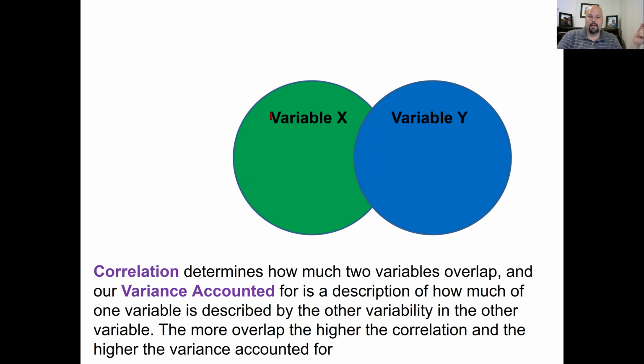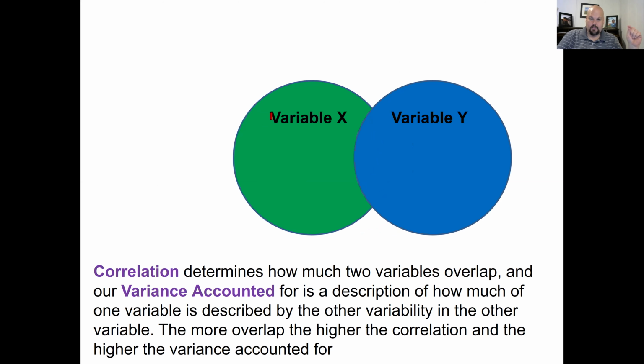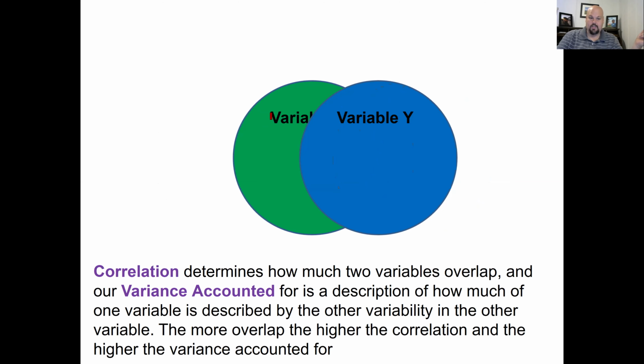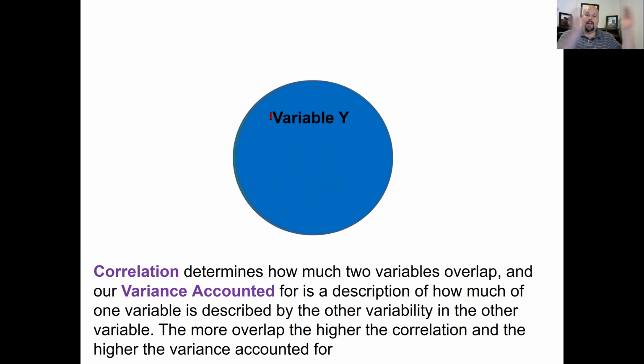So this is not related at all. This is a small correlation. That's a bigger correlation. That's an even bigger correlation. And eventually we could have a perfect correlation. So once we know our Y, it is X. And so that's what we're looking at when we're looking at variance accounted for: how much of that overlap exists between those two variables.